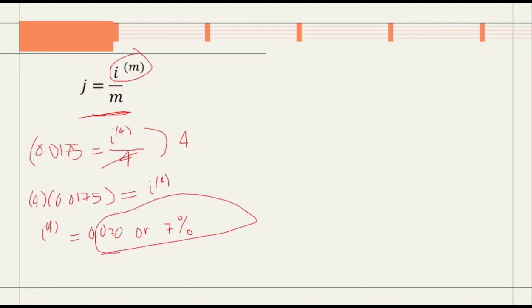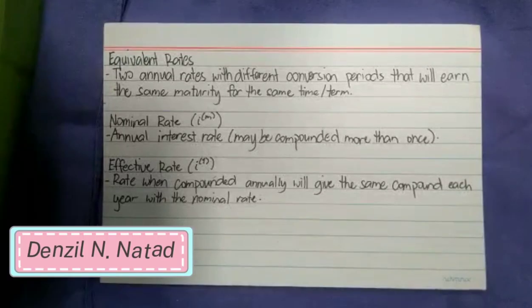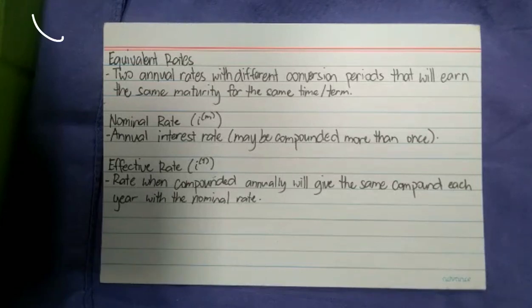Yeah, that's it. So there is still one last part of the lesson. So there are the equivalent rates, the nominal rate, and the effective rate. Let's start with the definitions of these concepts. First, equivalent rates. These are two annual rates with different conversion periods that will earn the same maturity for the same time or term.